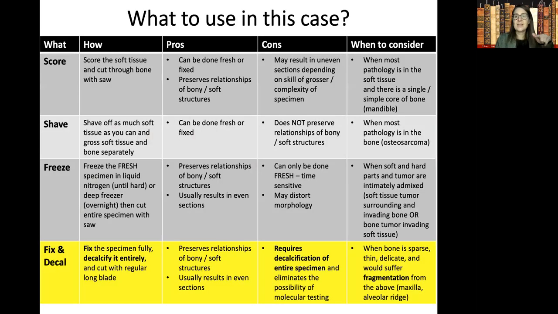So in this case, this is the rare case in which we may actually want to use the fully fixed and fully decalcified technique so that you don't have to use a bone saw at all. You will preserve those relationships of the very delicate gingiva and very delicate tumor to the bone, right? Because you want to know if it invades the bone, because that is important for staging. But in this case, we will fully fix and then fully decalcify the entire specimen.